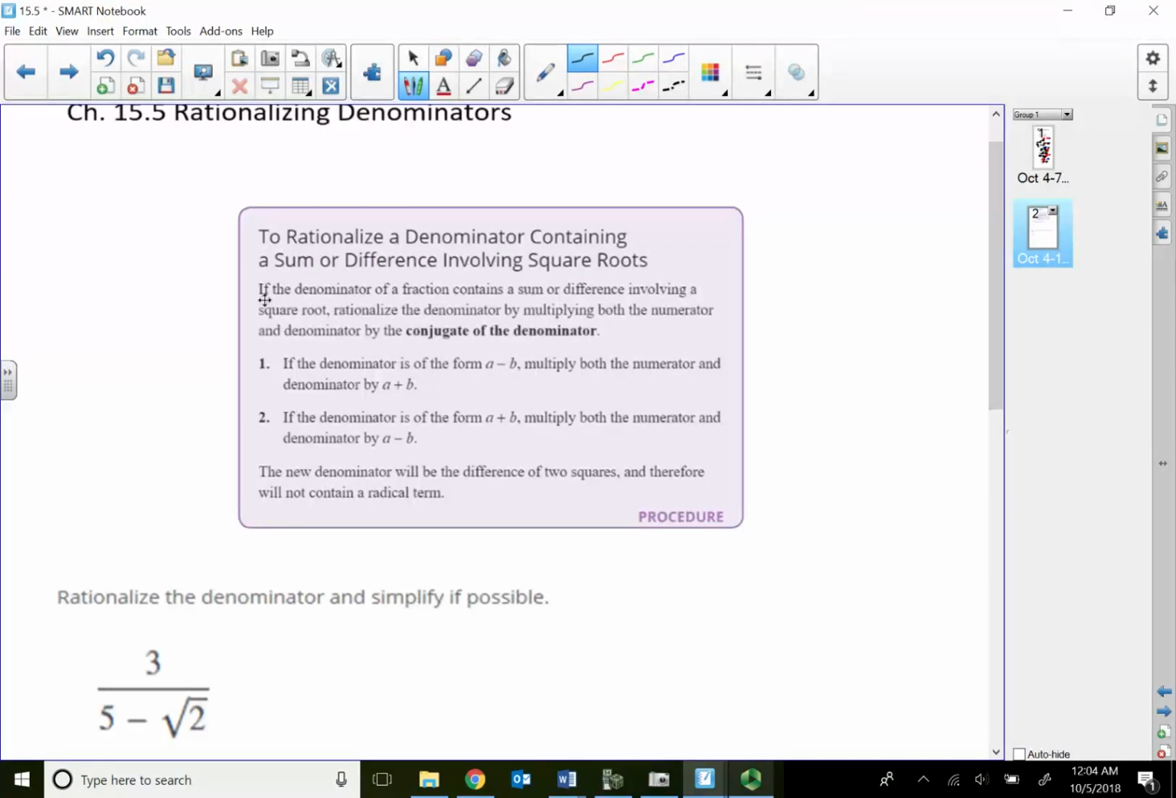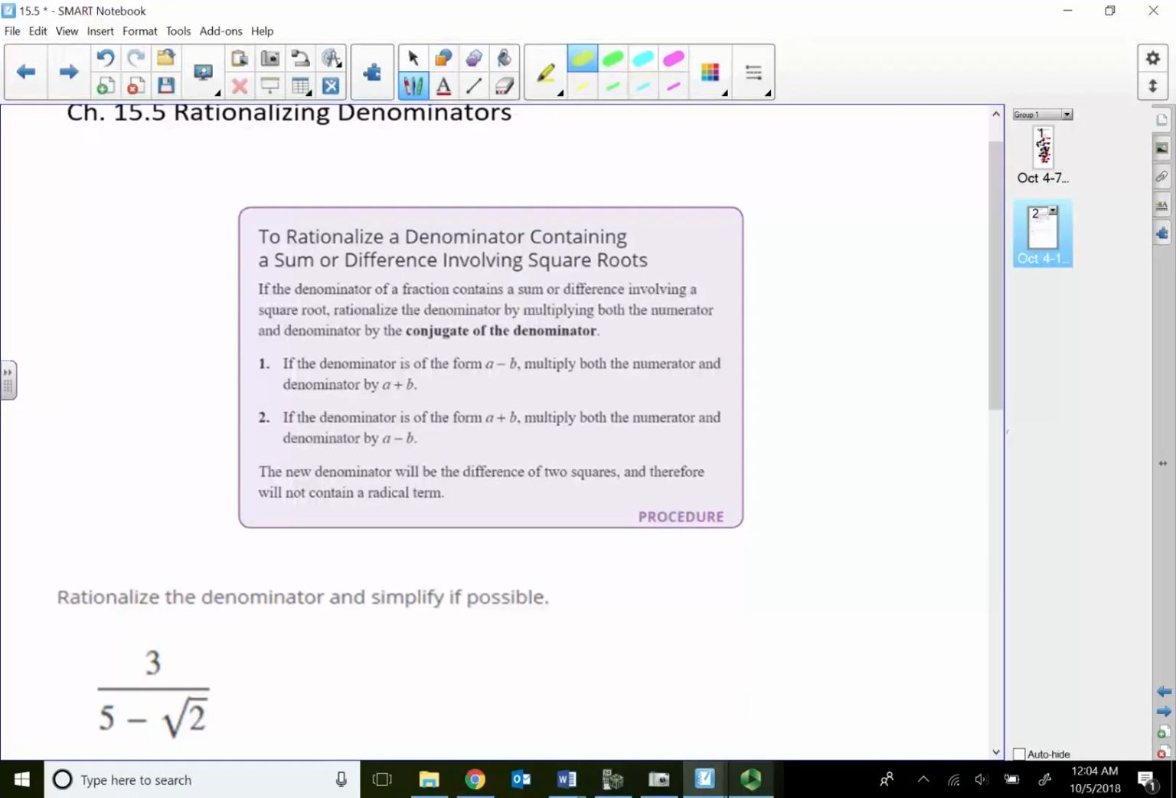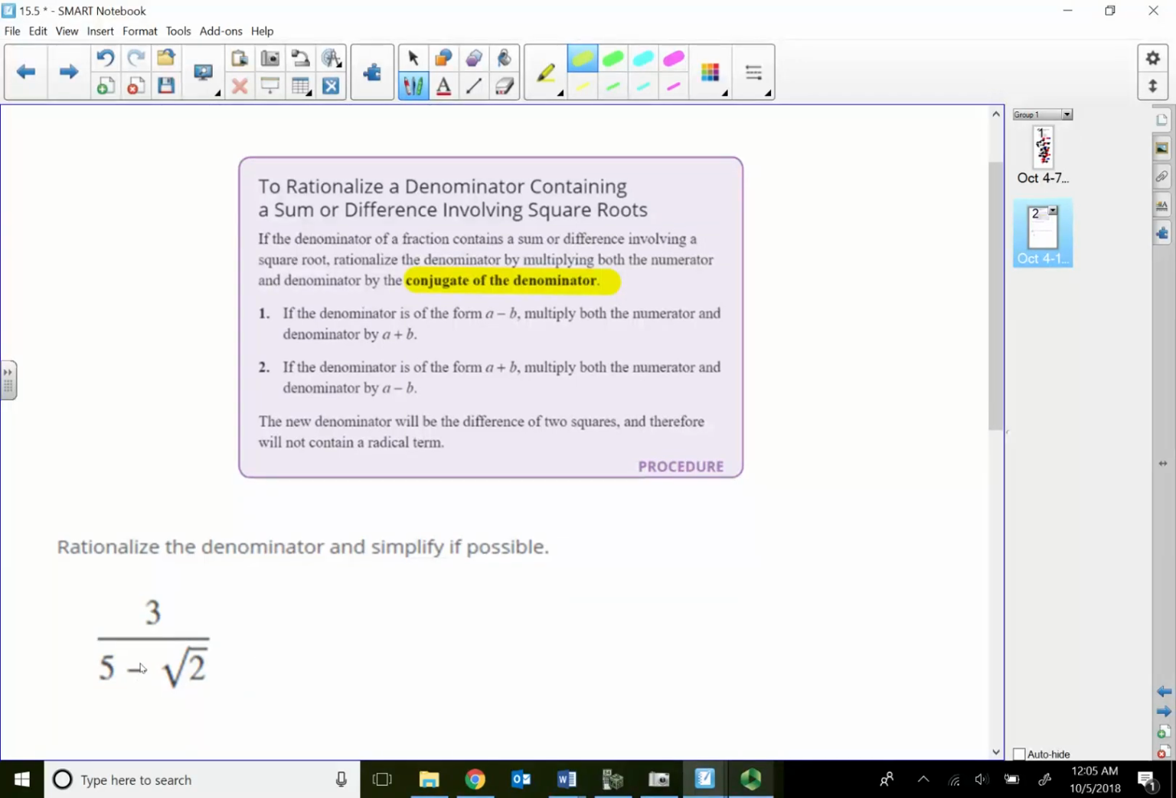If the denominator of a fraction contains a sum or difference involving a square root, rationalize the denominator by multiplying both the numerator and denominator by the conjugate of the denominator. The word conjugate basically sounds like negate, go against. If we want to go against a square root, we take a square because they cancel out. If I want to go against subtraction, I will do addition. They are negates, opposite to each other.